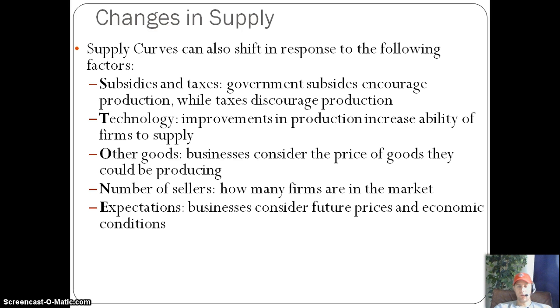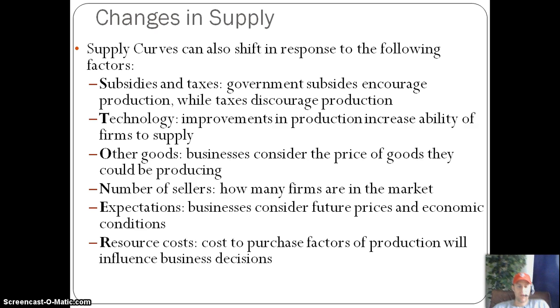If they think there's going to be strong economic conditions, they will supply more. The grocery stores do this, the same with expectations for consumers. When there's a storm coming in, they put out, they oversupply the items that people are going to need to meet the demand for those things. So expectations of what will happen.